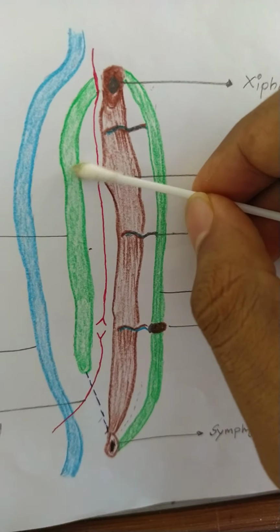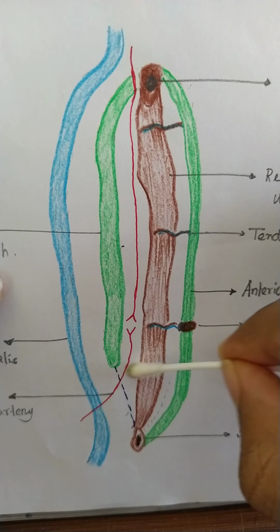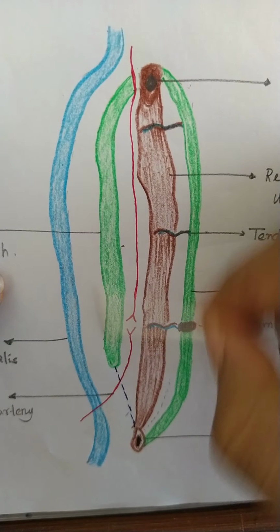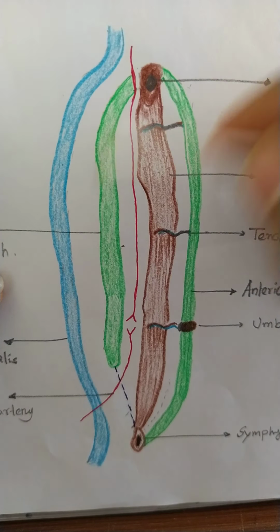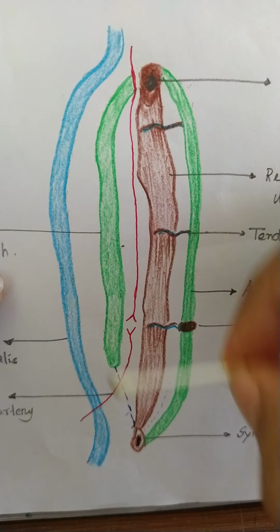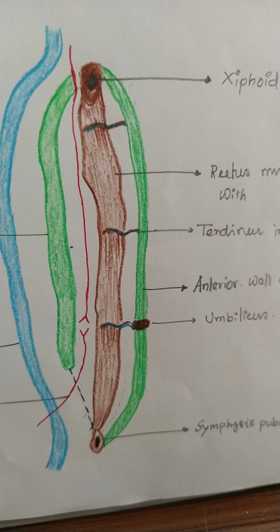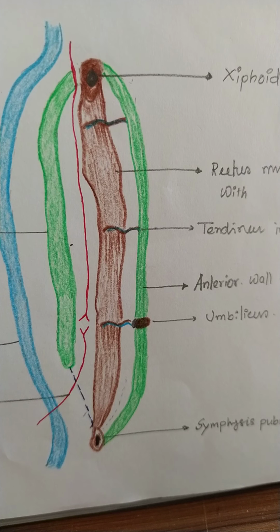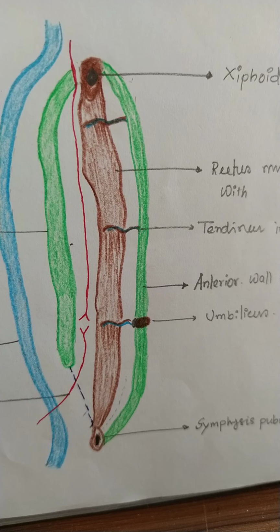You can see inferiorly, it is the arcuate line. It is a coronal section, like from the left side or right side, how it looks. This is the xiphoid process, this is the symphysis pubis, and this is the umbilicus. So this is the anterior abdominal wall, that means here the skin, subcutaneous tissue and others.